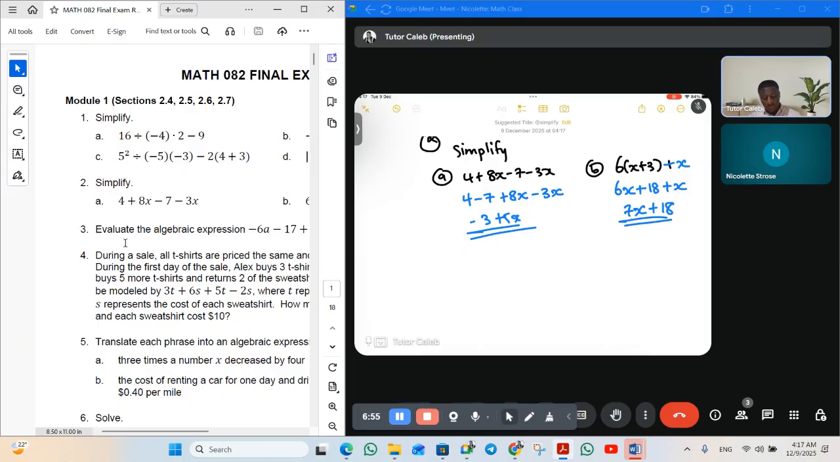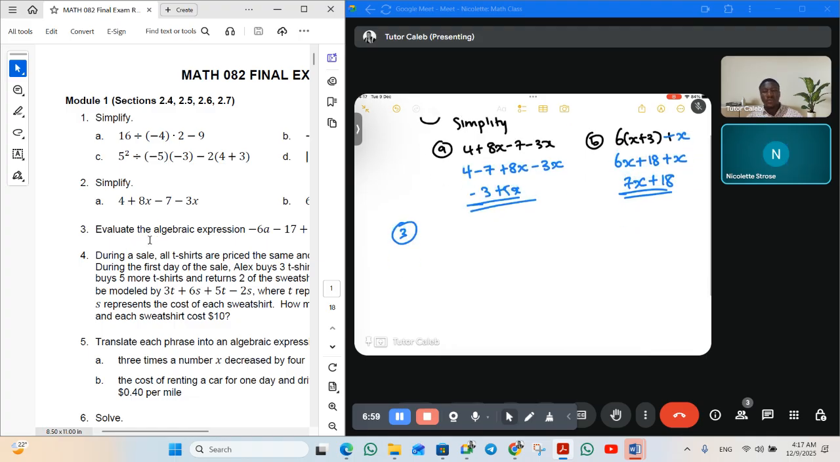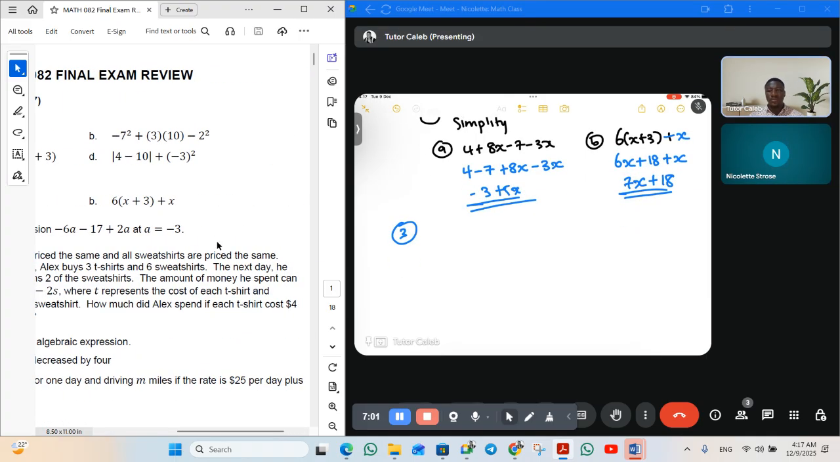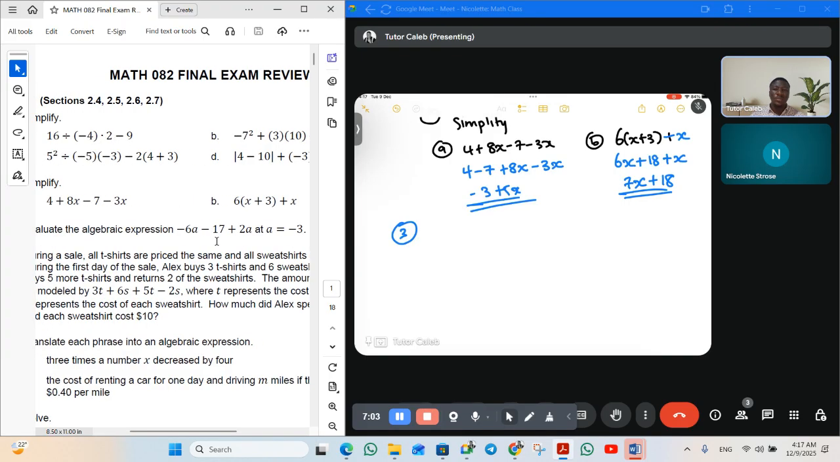Now, question 3. Question 3 says evaluate the algebraic expression. When they say evaluate, that means you will get a numerical answer. Your answer will just be a number. There will not be an x, a, y in your answer. It will just be a number as an answer.